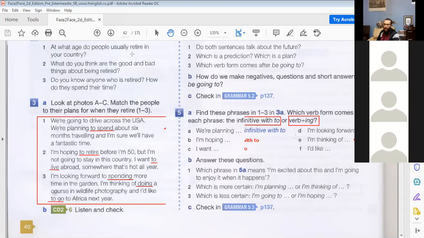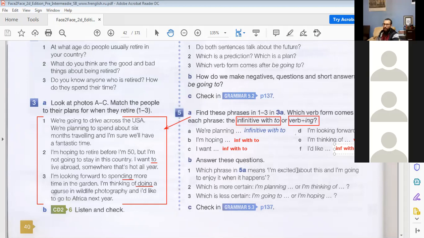All right, so you can see that these are very nice and useful ways of talking about the future, especially if you're talking about your hopes, dreams, ambitions. So you can use them with these expressions. In the next part here, it says, which of these phrases means I'm excited about this and I'm going to enjoy it when it happens?